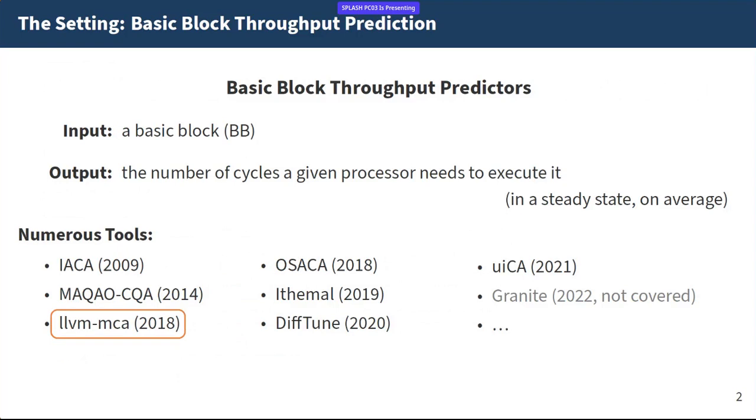So for example, llvm-mca is part of the LLVM compiler infrastructure and uses their scheduling models to predict basic block throughput. Other tools like uiCA use, on the one hand, information gleaned from the manuals of the hardware manufacturers, but also results from a lot of custom microbenchmarks to get accurate models of the hardware.